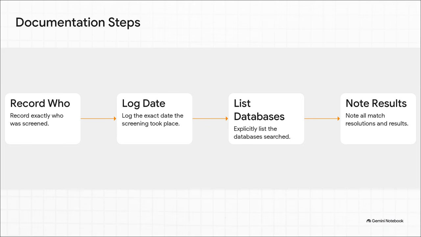Step 1. Record exactly who was screened. Step 2. Log the exact date the screening took place. Step 3. Explicitly list the databases you searched, like the LEIE, SAM.gov, and those state lists. And Step 4. Note all match resolutions and results. Like, if a potential name match popped up, how did you verify it wasn't actually your employee? That whole resolution process has to be recorded, because undocumented compliance is practically non-existent in the eyes of regulators.